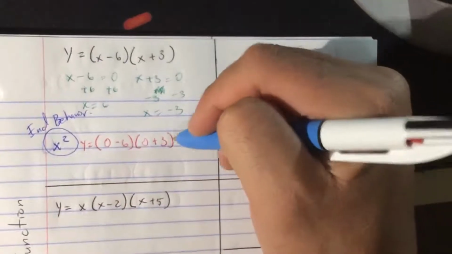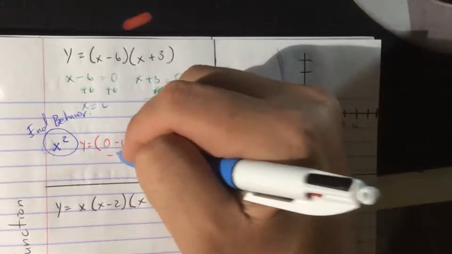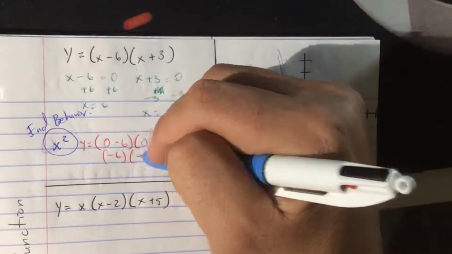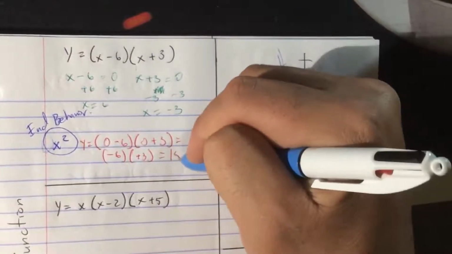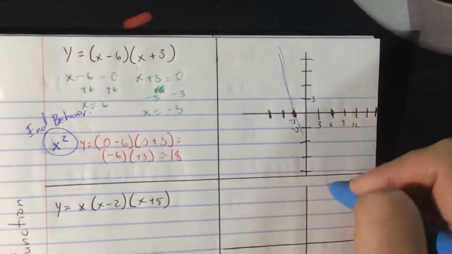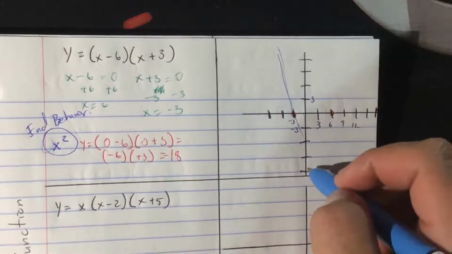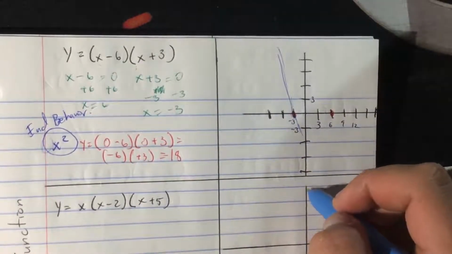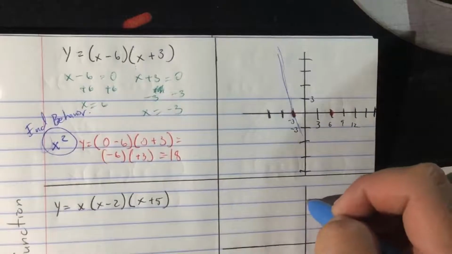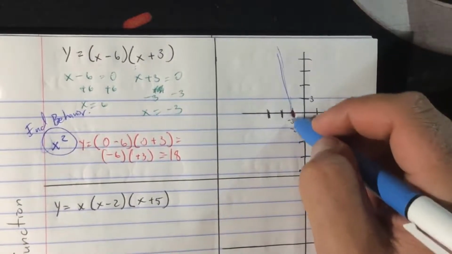So this would be our y equals still. 0 minus 6 is negative 6 times positive 3. This would equal negative 18. So 3, 6, 9, 3, 6, 18 would be way down over here. So it would go all the way down.